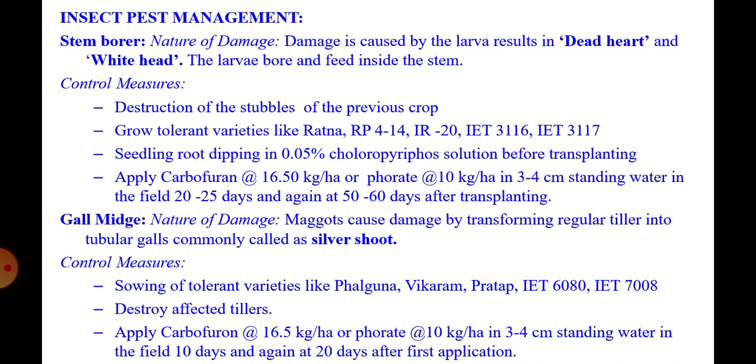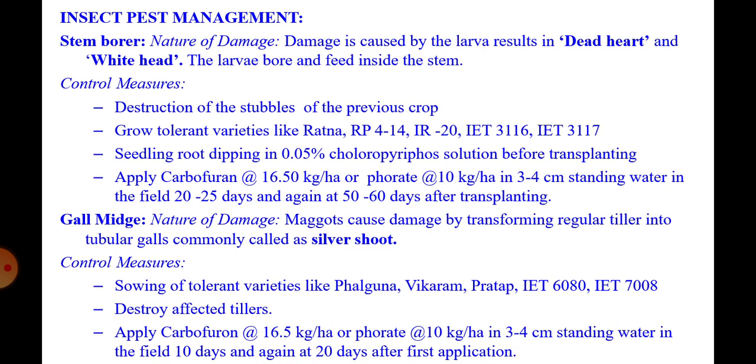To control this stem borer, destroy stubbles of the previous crop and grow tolerant varieties like Ratna, RP414, IR20, IET 3116, IET 3117. Dip seedling roots in 0.05% chlorpyrifos solution before transplanting. Apply carbofuran at the rate of 0.5 kg per hectare or phorate at the rate of 10 kg per hectare in 3 to 4 centimeter standing water in the field, 20 to 25 days and again 50 to 60 days after transplanting.